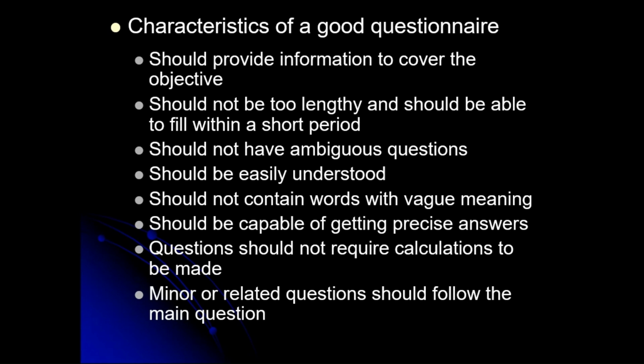And also, minor or related questions should follow the main question. So at the place where you are asking about the person's educational qualification, you should not ask his or her family details. At the place where you are asking the family details of the person, you should not ask that person's working details, employment details. So minor or related questions should follow the main question. So these are a few points that you have to consider when creating your questionnaire.